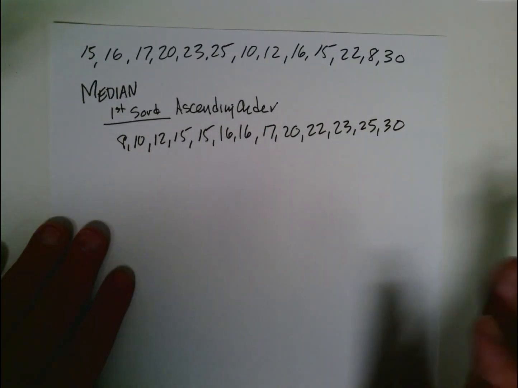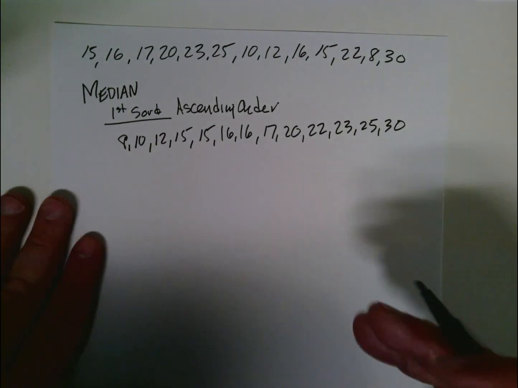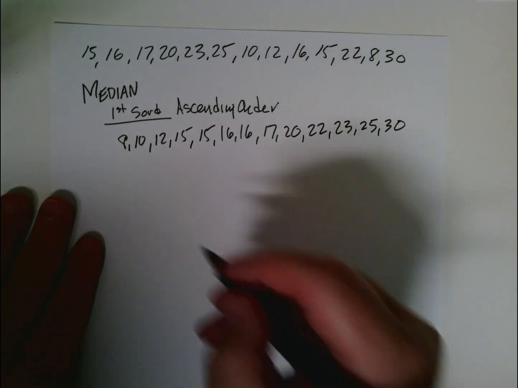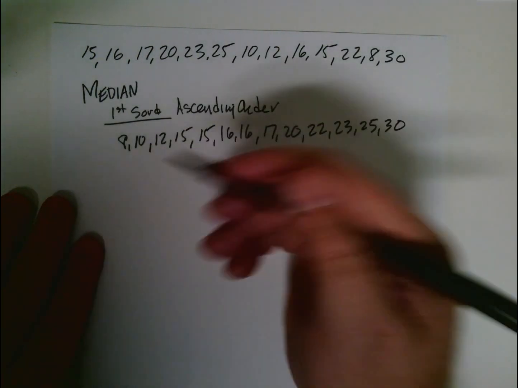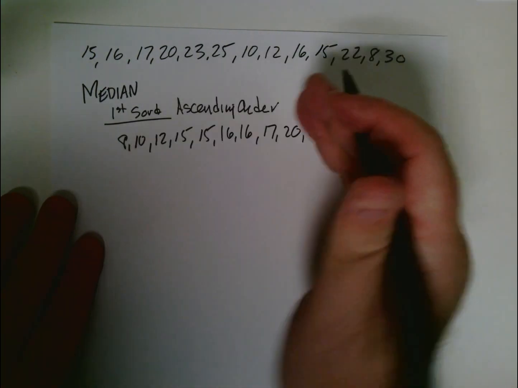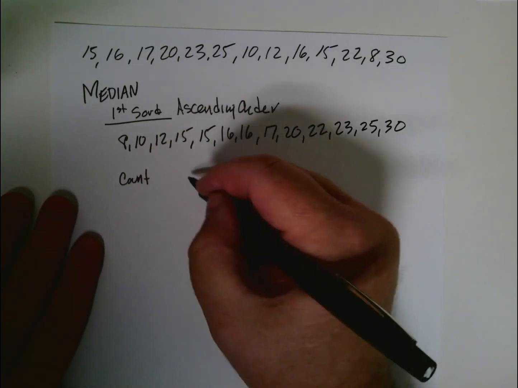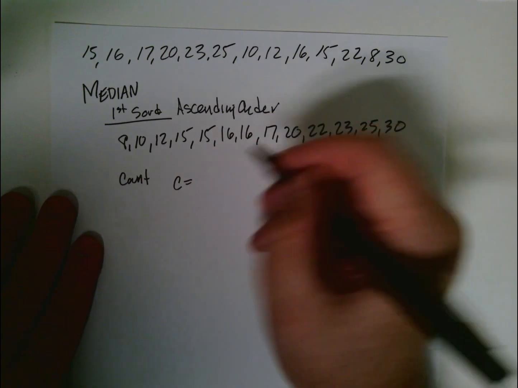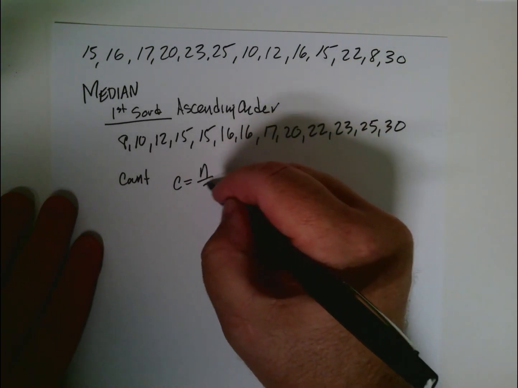Alright, now, one way that people do it is they count in for the middle. I want to do it a slightly different way because I want to generalize this to percentiles later. And the way we're going to do it is we're going to figure out how far just to count. Okay, and so we're going to do it like this. We're going to say C for count. And we take how many data points there are and divide by 2.